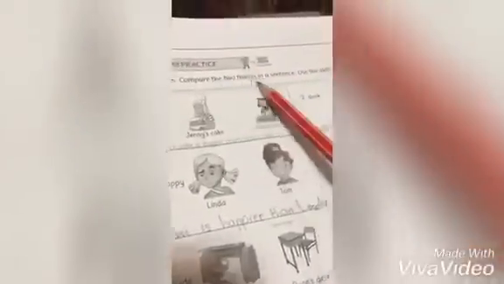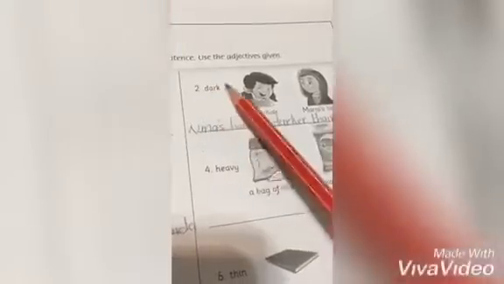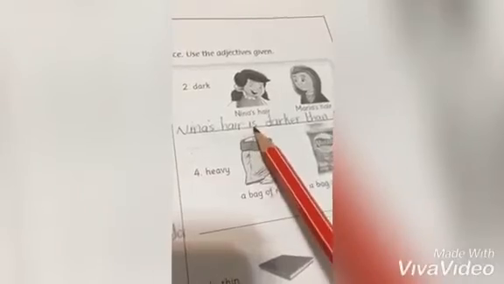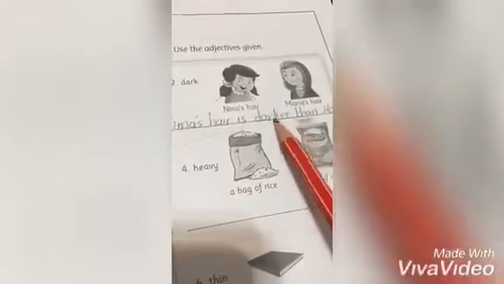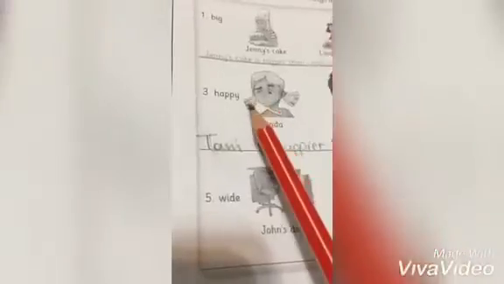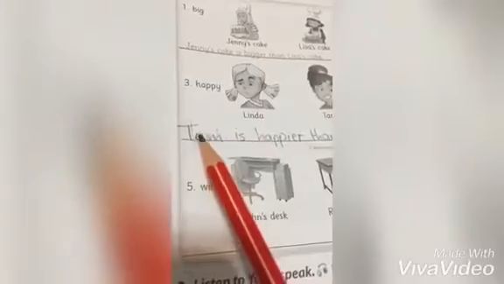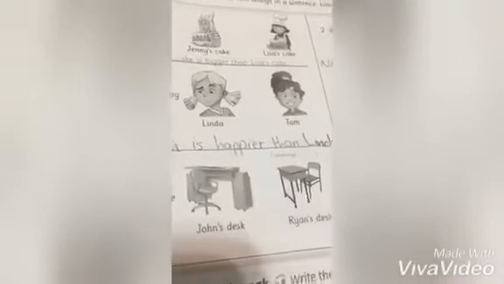Now turn to the next page, please, and compare the two things in a sentence. Use the adjectives given. Let's do number 2. We have the adjective dark. Now write the noun at the beginning. Nina's hair, then the verb is. Then change the adjective to a comparative adjective, darker than Maria's hair. Happy. Linda, Tom. The same thing, write the noun. Tom is happier than Linda. Happy becomes happier.